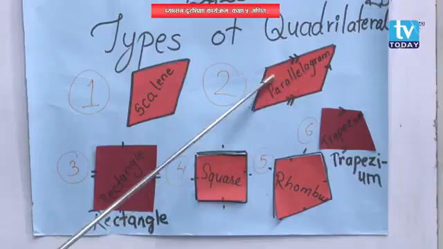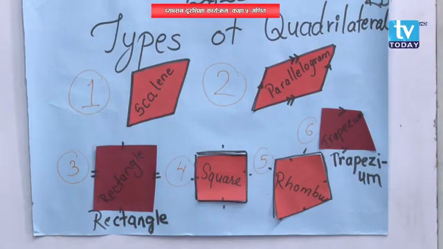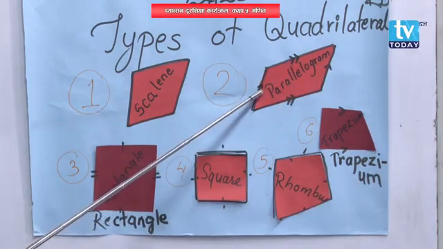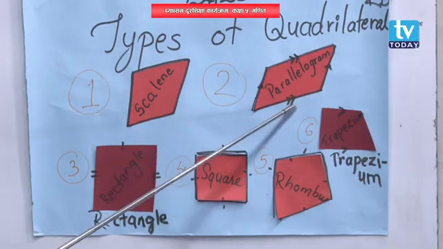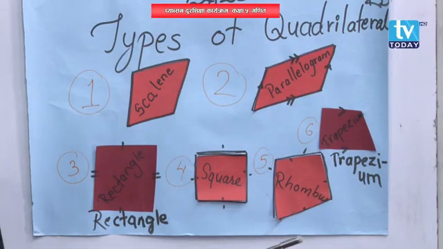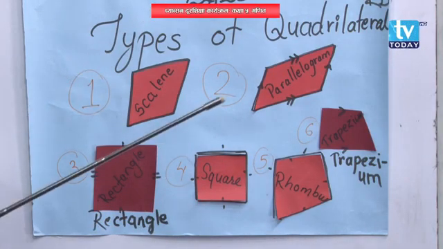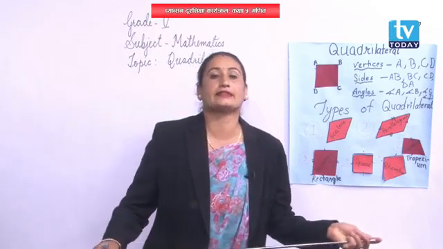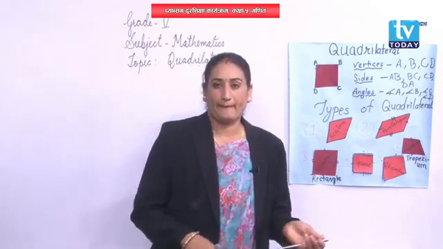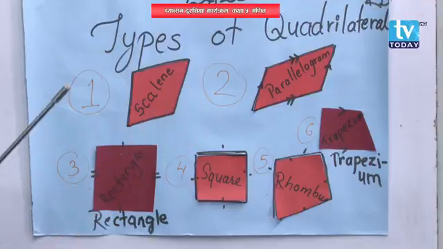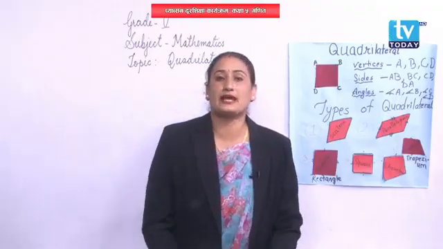This line is equal to this line, just like in a rectangle. Opposite sides are equal. So this side and this side are equal, and this side and this side are equal. So we can say it is a parallelogram. Opposite sides are equal and parallel to each other. So if opposite sides are equal, can you say that opposite angles are also equal or not? Yes, if opposite sides are equal, then opposite angles are also equal.